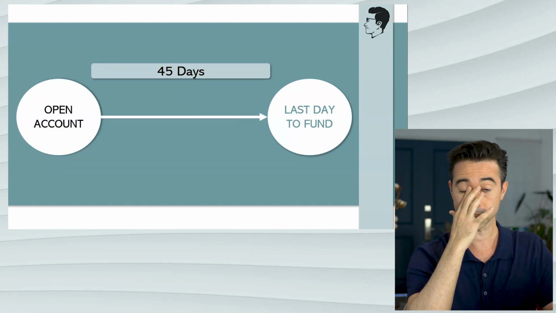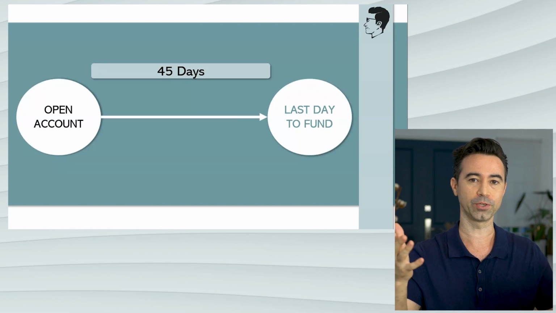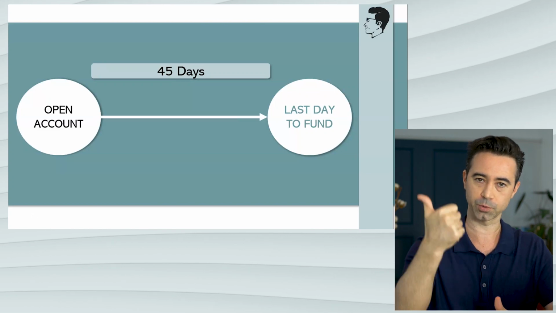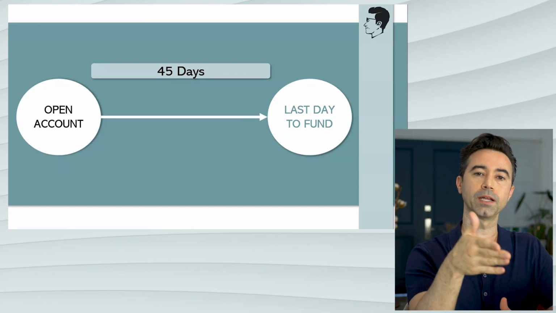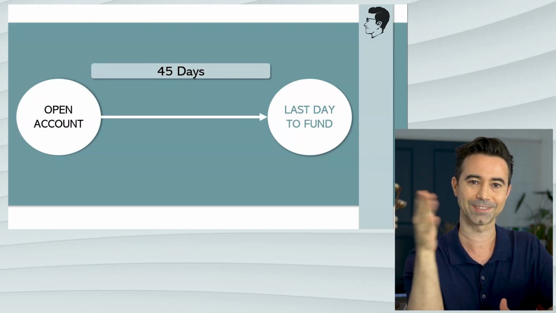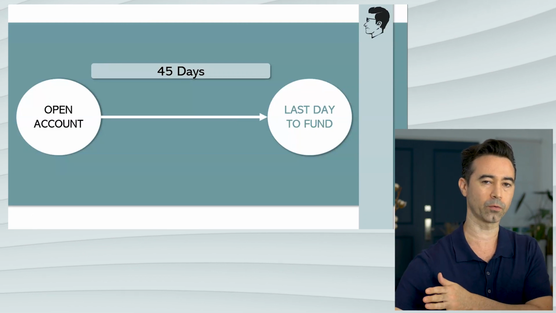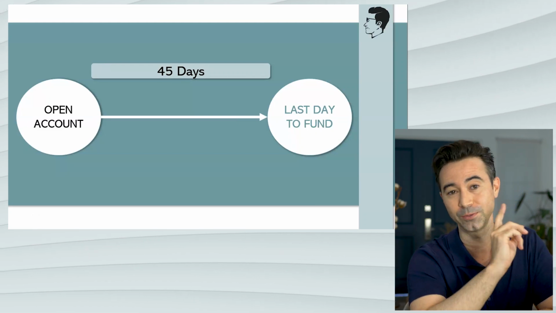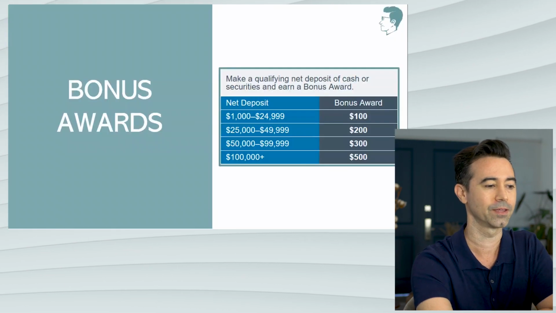So let's say that you were going to go ahead and get one of these eligible accounts. What do you have to do? You have to open up a Schwab account, which we're going to go over in a sec, and then you just have to have your money funded within 45 days. So that's it. Pretty easy. Open the account, put money into it within 45 days, and I will tell you how much money you need to put in in a second, but 45 days is the amount of time that you have.